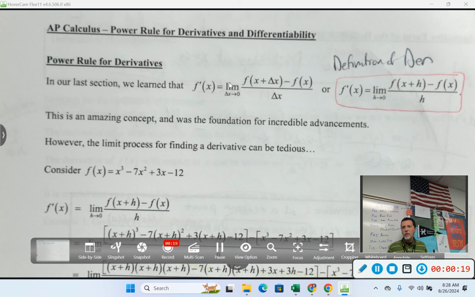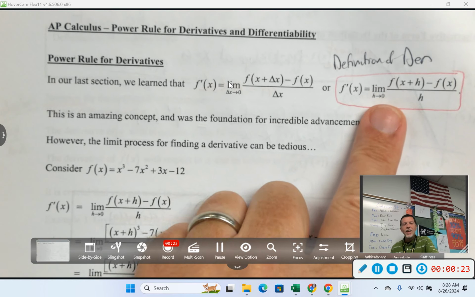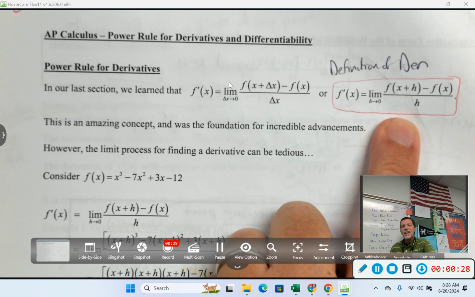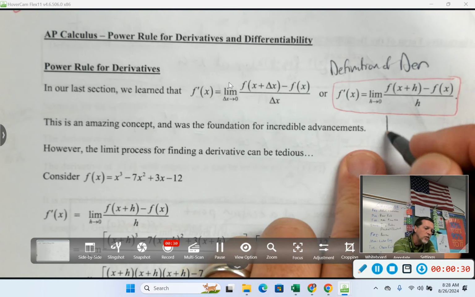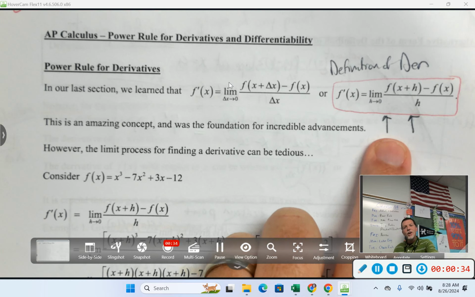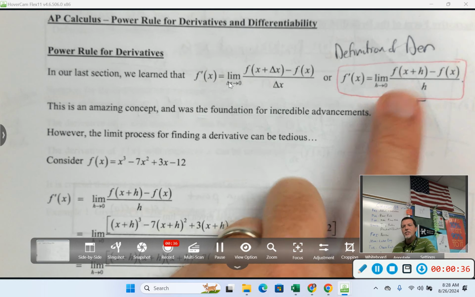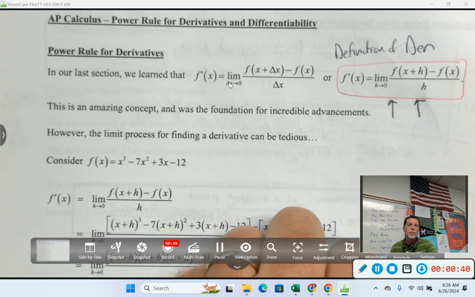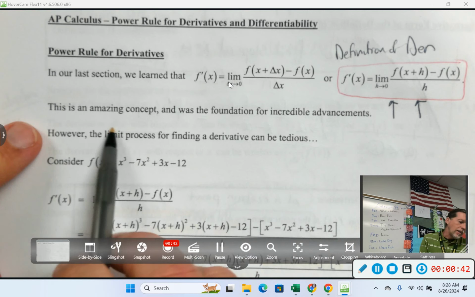Let me warn you though, this is not one of those places where once you learn the shortcut you never have to use this. AP loves to ask questions and phrase them in a certain way and give you the right information that forces you to know about that definition. So we won't use it often, but because it's so foundational, we'll keep coming back to it occasionally and making sure you remember it.